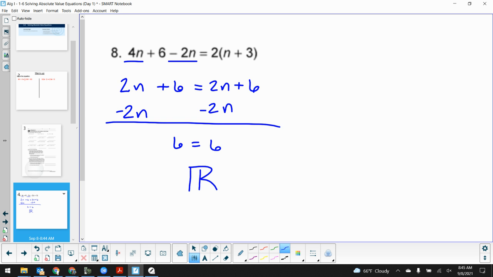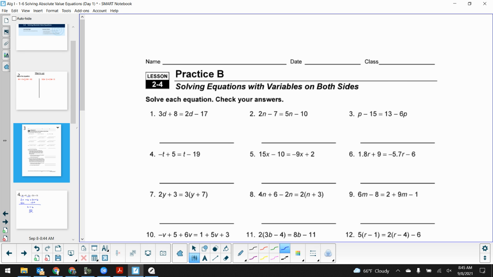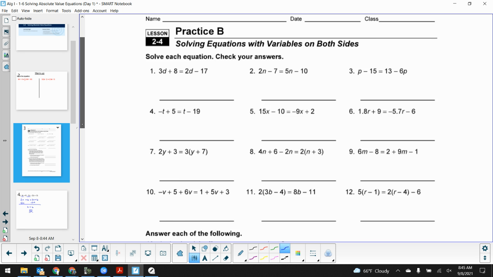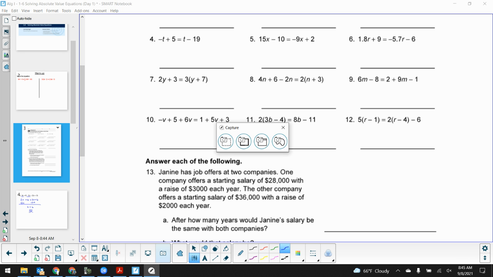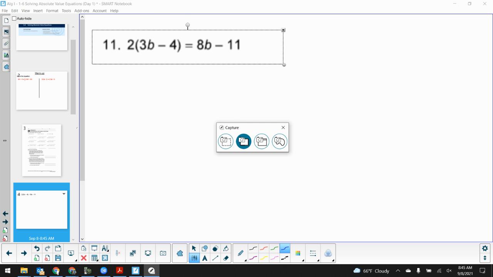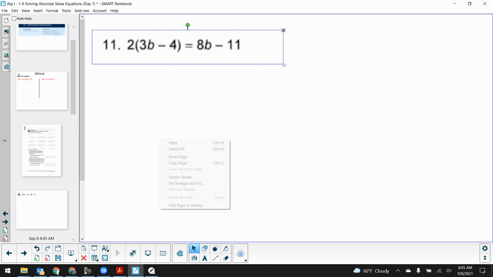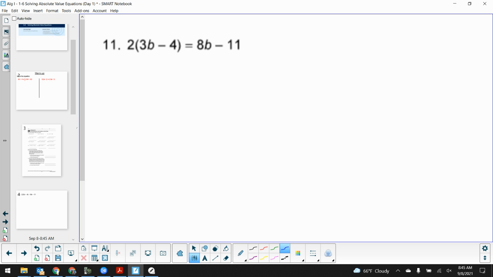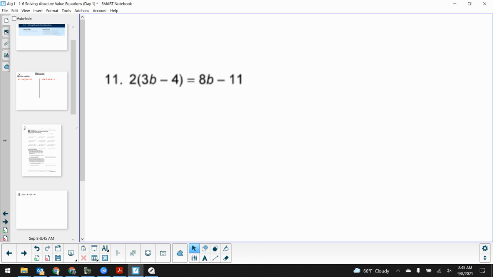Okay, so let's talk about anything else from 1 to 12 before we move on. Number 11. And then we'll get to our word problems here. Okay, take a look here at number 11. I want to distribute in with the 2 on the left side. So this is 6b minus 8 is equal to 8b minus 11.